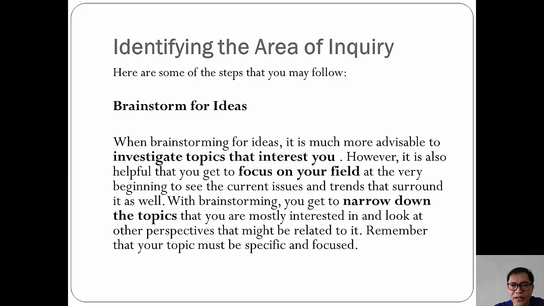When brainstorming for ideas, it is much more advisable to investigate topics that interest you. However, it is also helpful that you get to focus on your field at the very beginning to see the current issues and trends that surround it as well. With brainstorming, you get to narrow down the topics that you are mostly interested in and look at other perspectives that might be related to it. So remember that your topic must be specific and focused.